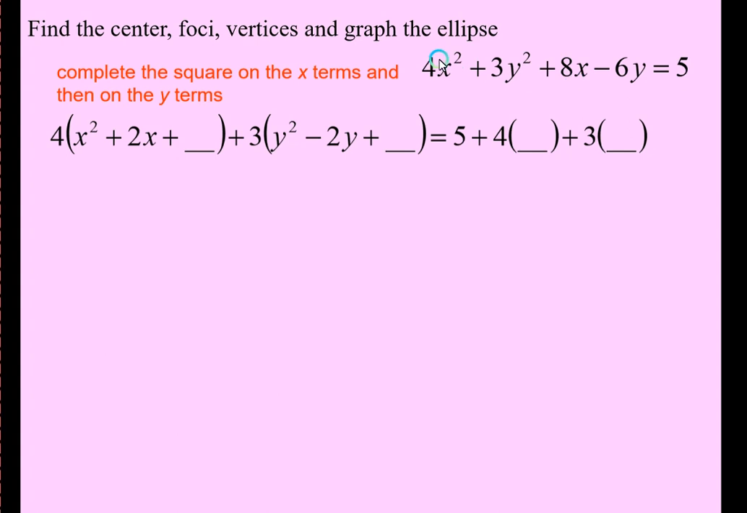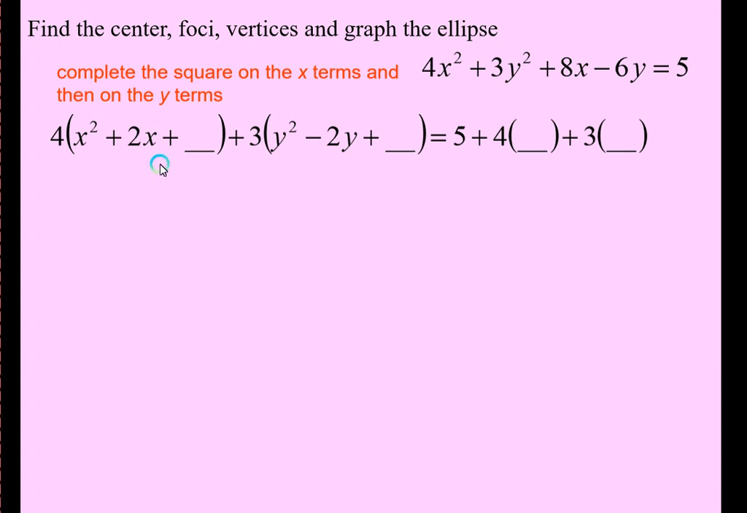Since we have 8x, we divide by 4, we'll have x squared, and 8x divided by 4 gives us 2x. Same with y, 3 divided by 3, so we have 1 here. 6 divided by 3, that will be 2 here. Take note, if there is a coefficient in front, we factor it out, 4 for the x terms and 3 for the y terms. So next, we will have x squared plus 2x.